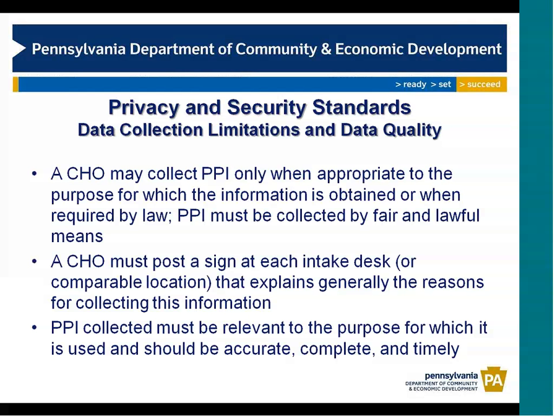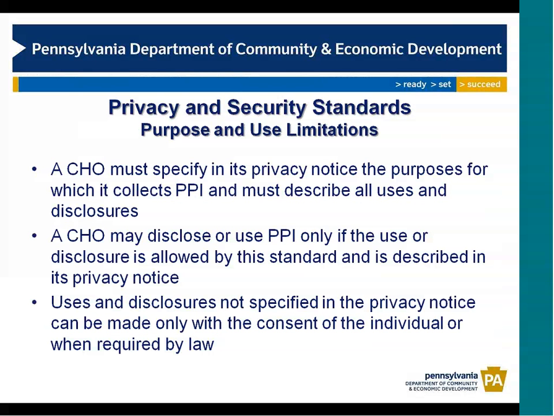Now, as for the data quality portion of it, PPI collected by a CHO must be relevant to the purpose for which it is used and should be accurate, complete, and timely. So all that goes into making sure that the data is as accurate as it can be when you're entering it into the system, as well as from a hard copy file, and you collect it as timely as you can, as well as make sure it's relevant. So if you're working for certain services, make sure it stays in the scope of the service that you're providing. Purpose and use limitations. A CHO must specify in its privacy notice the purposes for which it collects PPI and must describe all uses and disclosures. What are you going to do with that data once you get it?